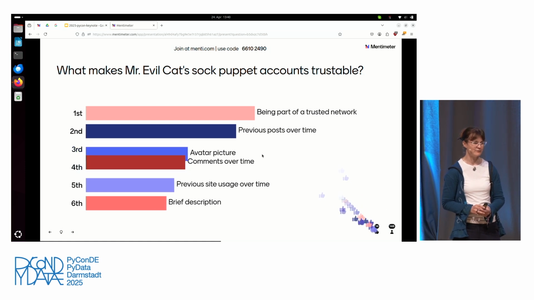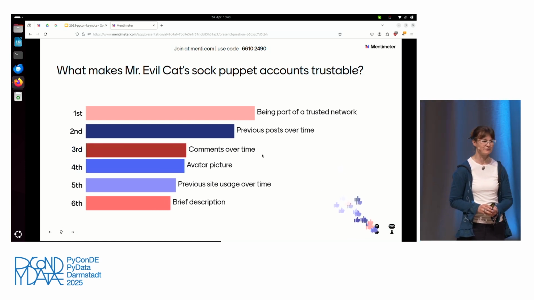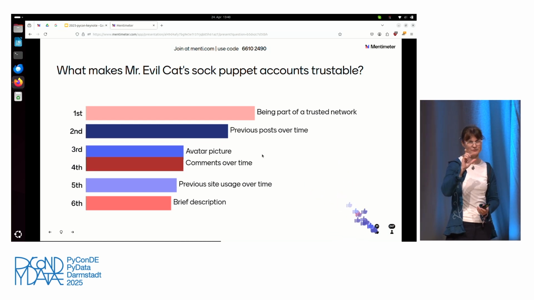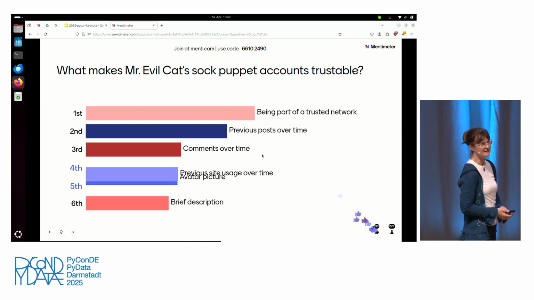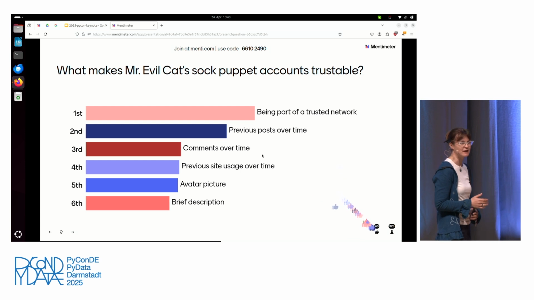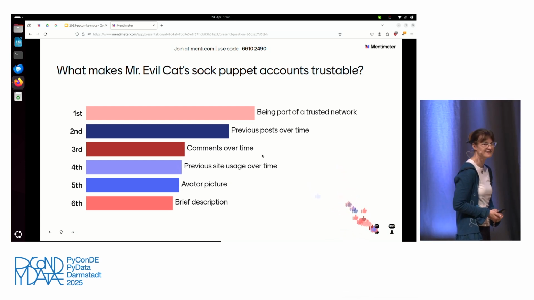You're being way more conservative than me. For me, it would have been avatar, picture, and description. But being at a PyData conference, you likely know how easy those are to generate today.